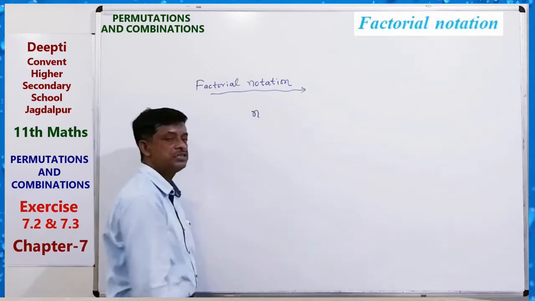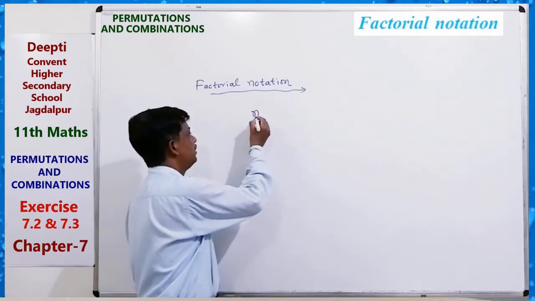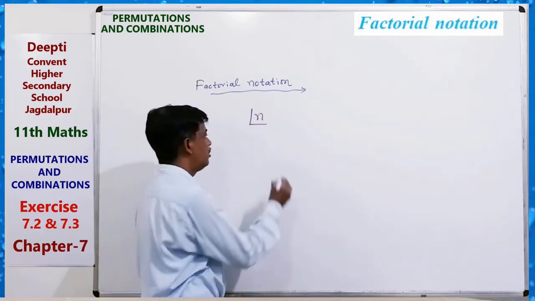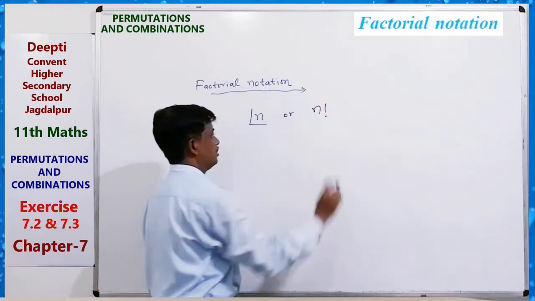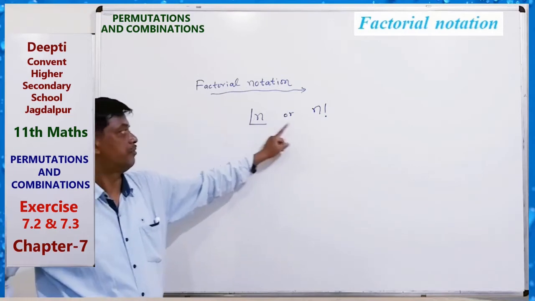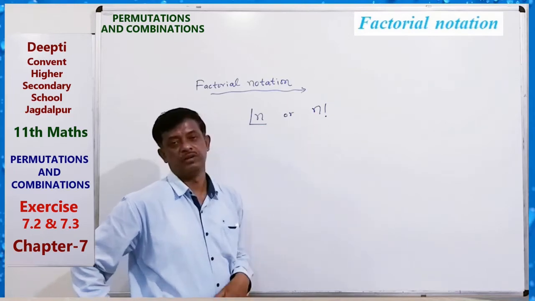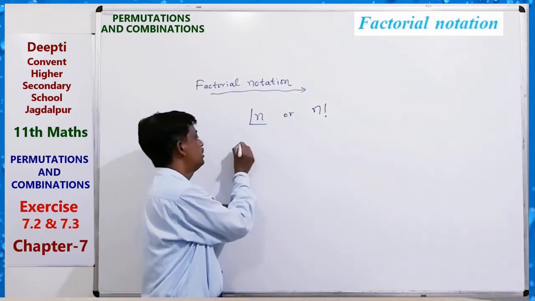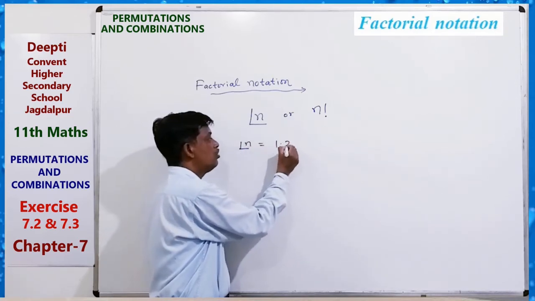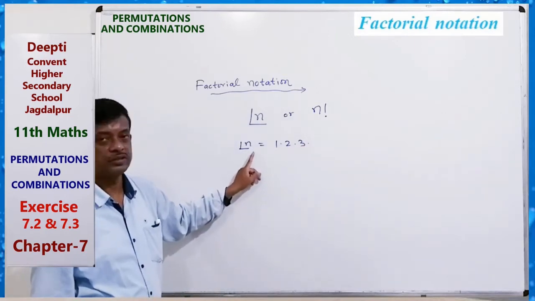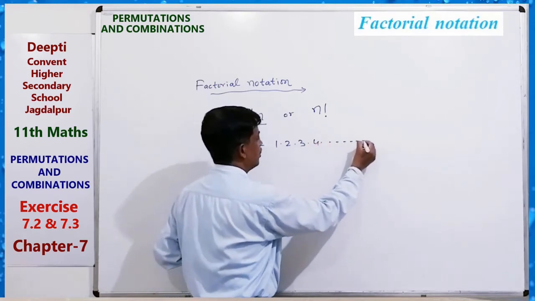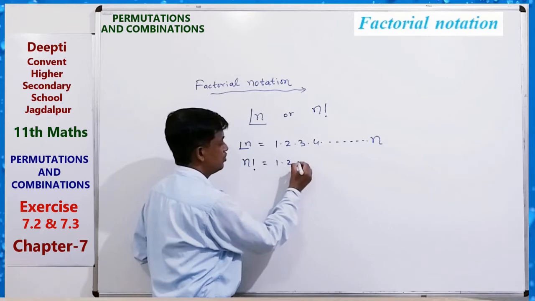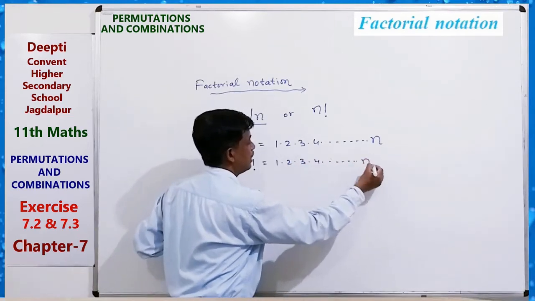Suppose n is a positive integer, then we can write it either like this, factorial n, or also with an exclamation mark, n!. We can use this symbol or this symbol. And what is this? If n is a positive integer or natural number, then n factorial equals the product of the first n natural numbers: 1 into 2 into 3 into 4 up to n.